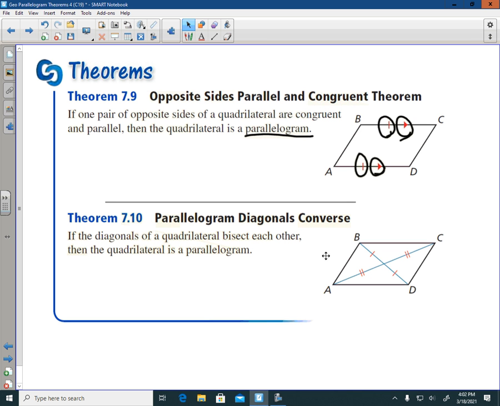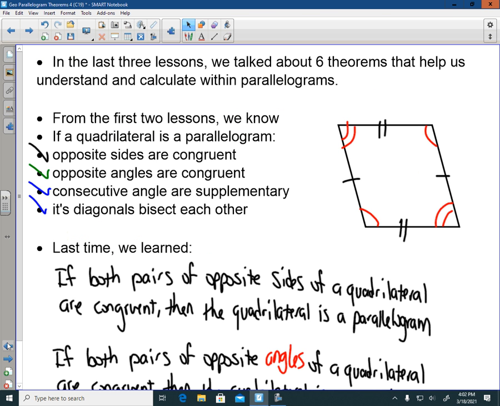These four theorems, the two for this video and the two in the last video, are basically asking you to think about what do I have, and do the things that I have tell me that I have a parallelogram. If you have both pairs of opposite sides of a quadrilateral congruent, if you know that for sure, then your quadrilateral is definitely a parallelogram.